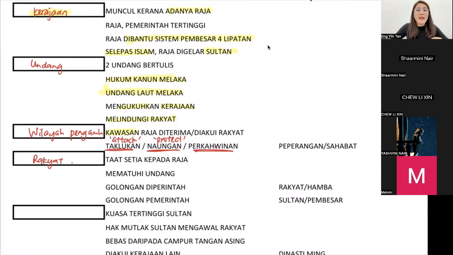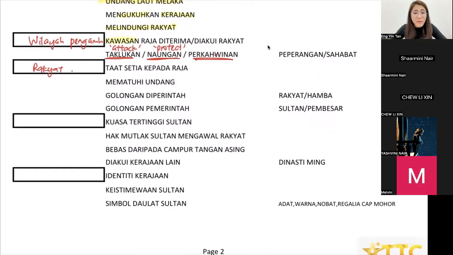Naungan. Perkawinan, you guys know lah, perkawinan is marriage, royal marriage. So the royal marriage, you see, peperangan, sahabat, all this all. So citizen, we need to be loyal, following the rules. Citizen, we can separate it into two categories. One is golongan diperintah, one is golongan pemerintah. Apa maksudnya pemerintah dan diperintah? Later we'll talk about it lah, but I just want you guys to learn the term. Now remember, pemerintah means he's a leader. Diperintah means being controlled.